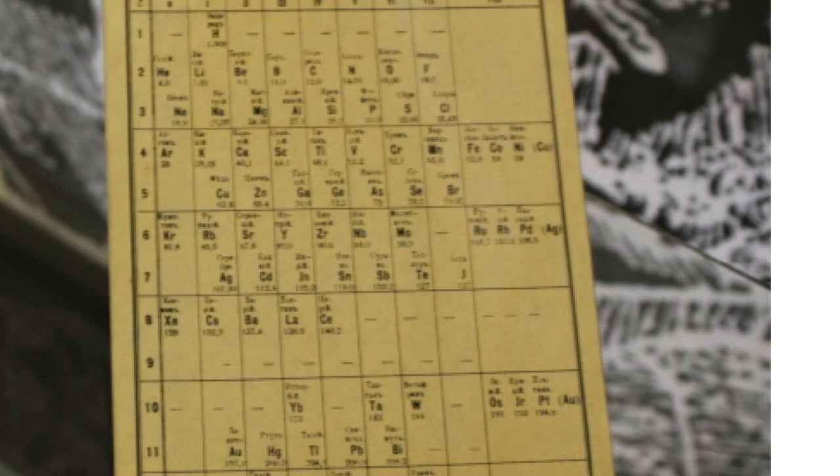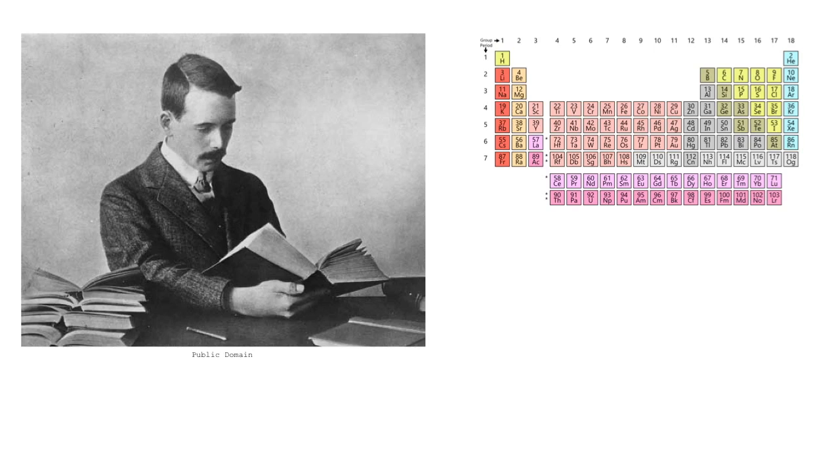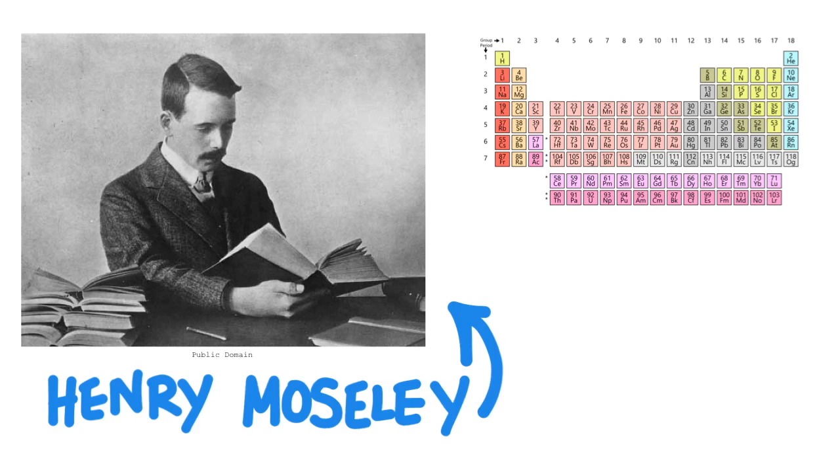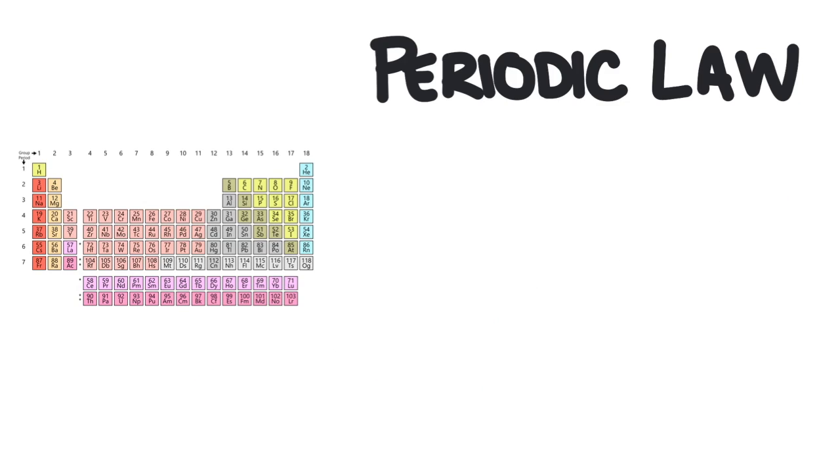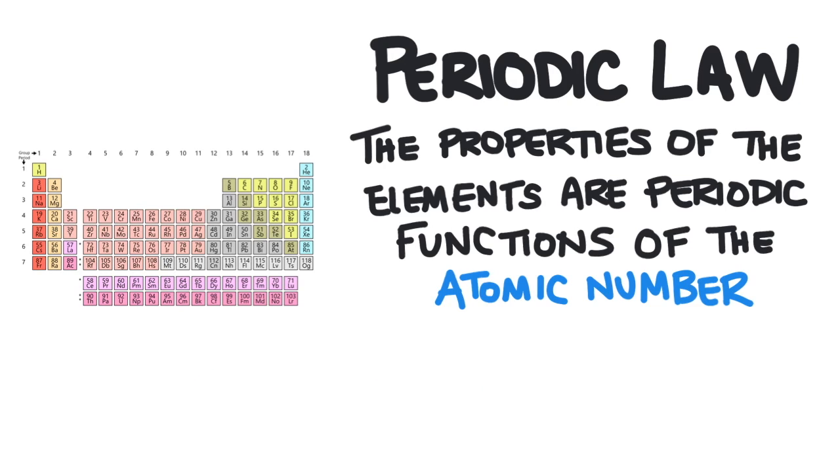This periodic table placed some elements in the wrong place, and ordering by atomic mass isn't the best way to arrange the elements. In 1913, Henry Moseley rearranged the periodic table by increasing atomic number, and this corrected the errors in Mendeleev's periodic table. This led to the periodic law, which states the properties of the elements are periodic functions of the atomic number. In other words, when elements are arranged by increasing atomic number, the properties of elements are predictable based on their location in the periodic table.